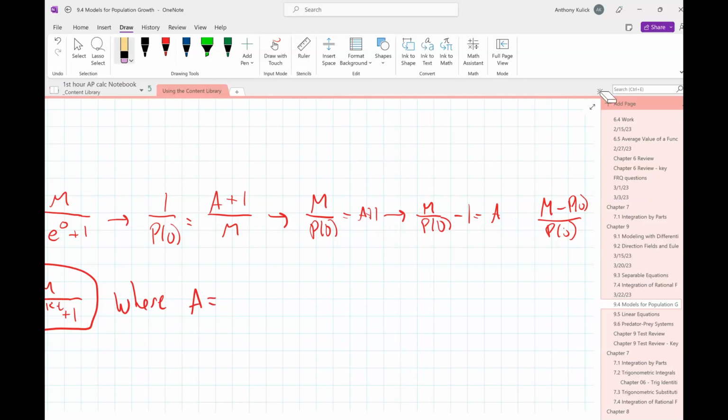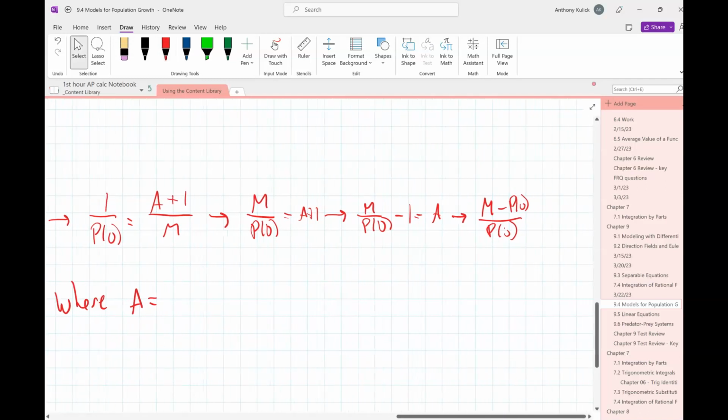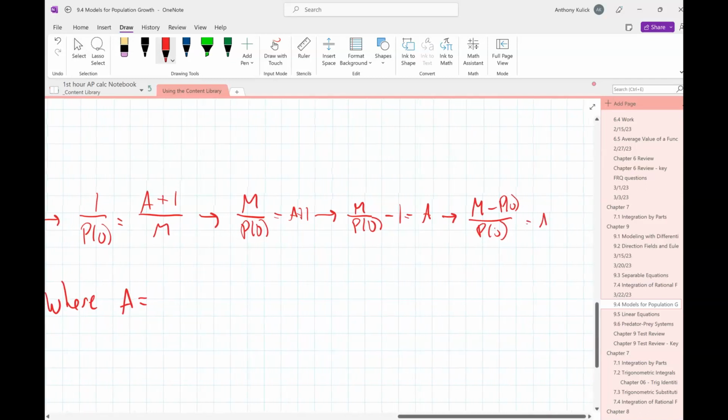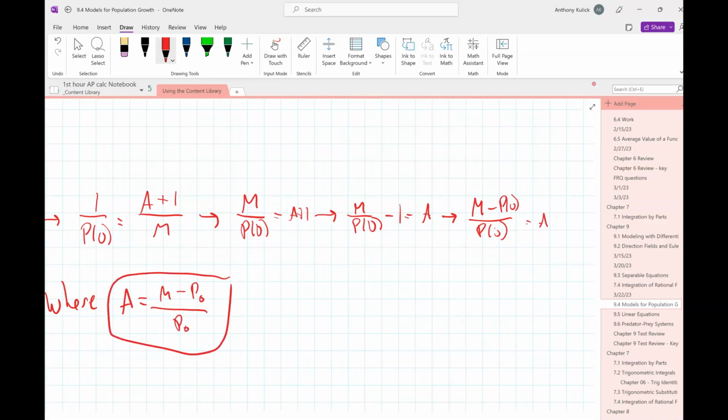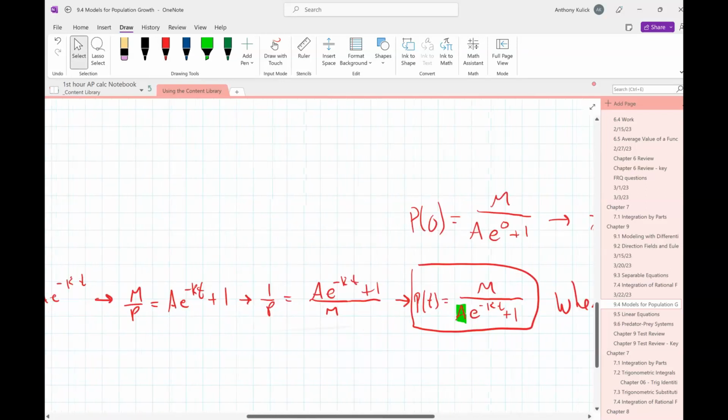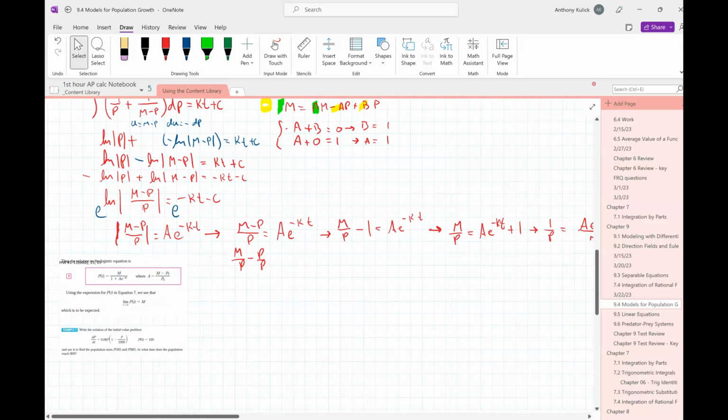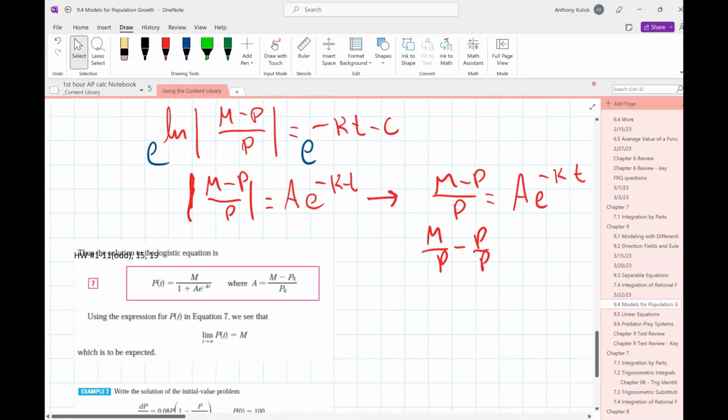Where A is then (M minus P naught) over P naught. And that is what we formalized down here. Took a minute to get there, but that's okay.